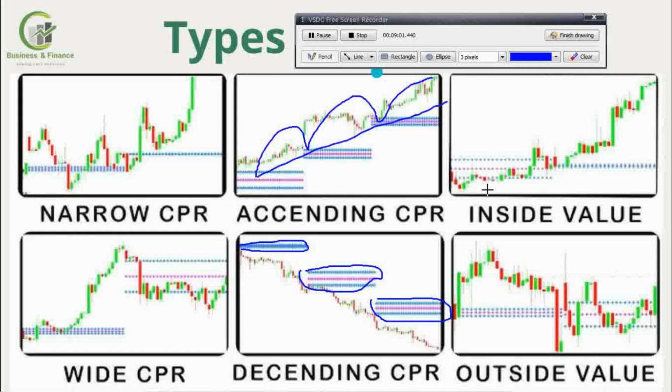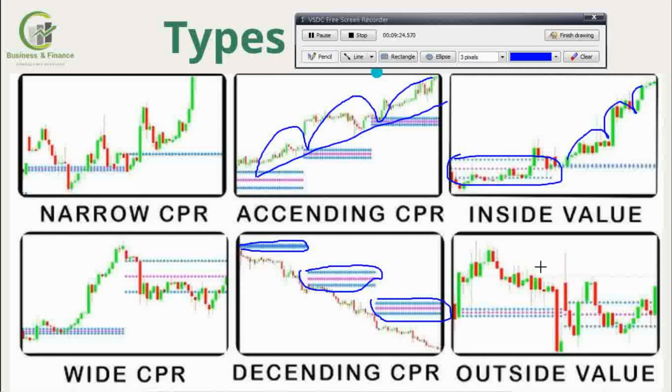The fifth one is inside CPR. Inside CPR occurs when the previous day's trading session CPR is wider than today's CPR, which is totally engulfed by the previous day's session, and during this you can see a breakout trading movement.